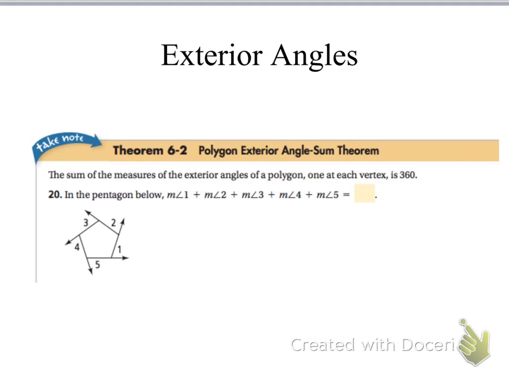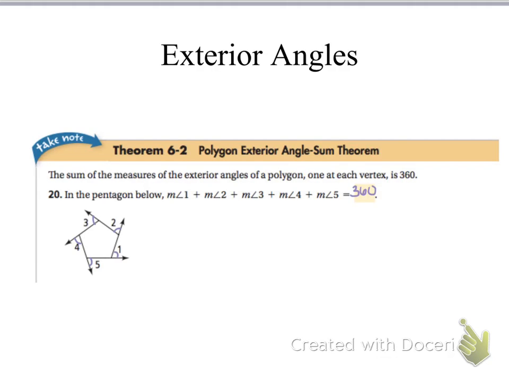Okay, exterior angles. If you think about it, exterior angles are kind of like what make up our circle here. So if I extended all my lines, these are all my exterior angles. They're angles that sit on the outside of my polygon, and they make up basically a circle. So if I added all of them together, they would always be 360.